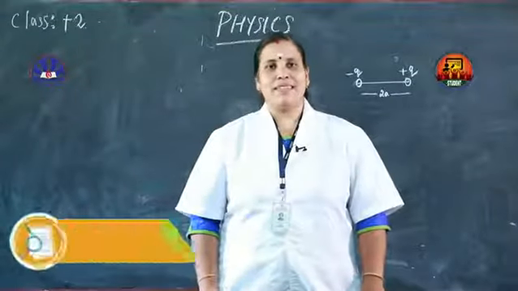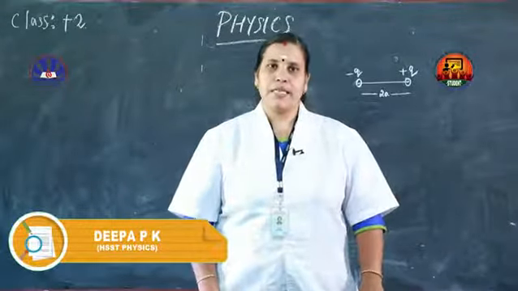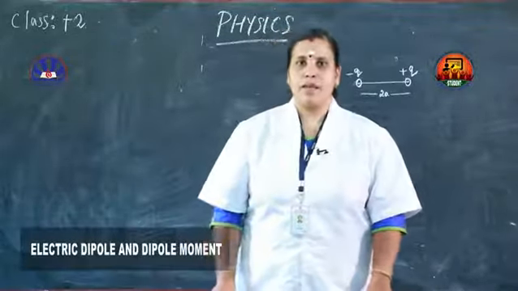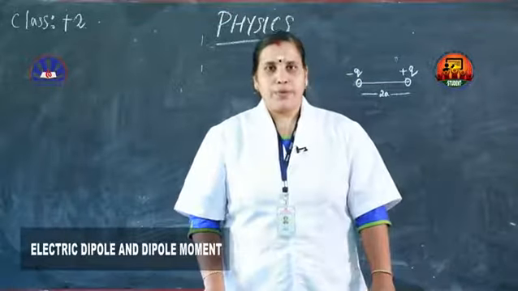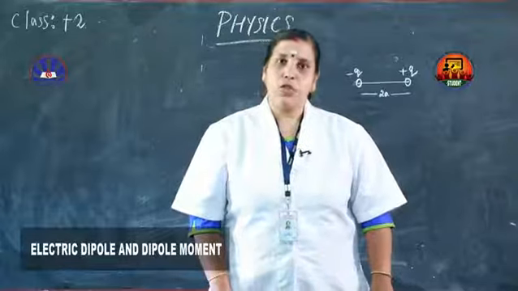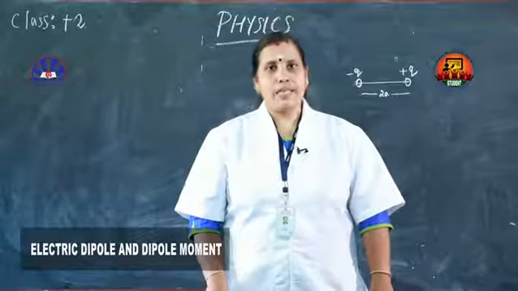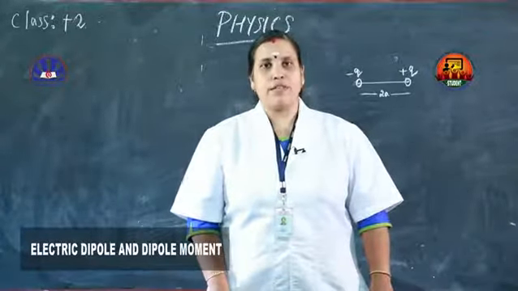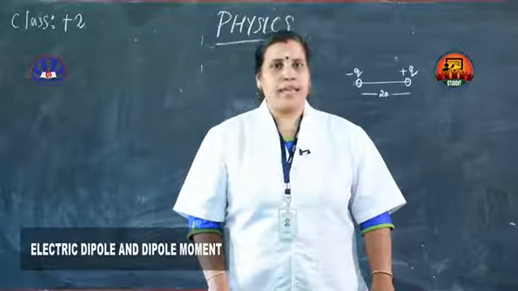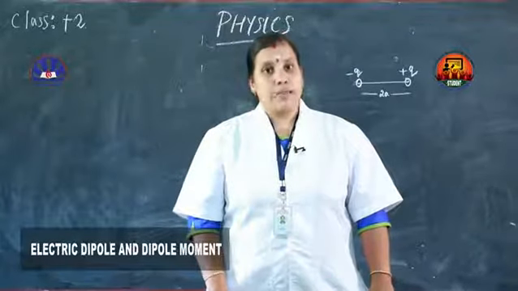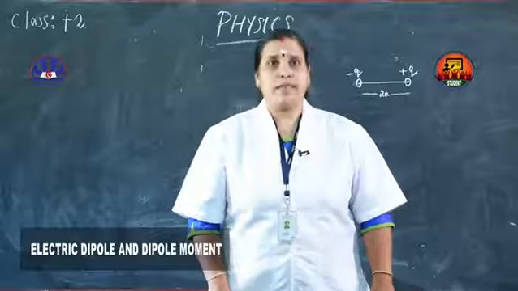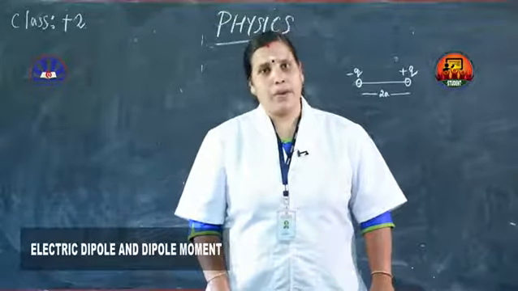Good morning, students. Today let us discuss electric dipole and dipole moment. As you all know, what is a dipole? Di means two. In the case of electric dipole, this two indicates two different types of charges, that is a positive charge and a negative charge. Now this system consisting of two equal and opposite charges constitutes a dipole.